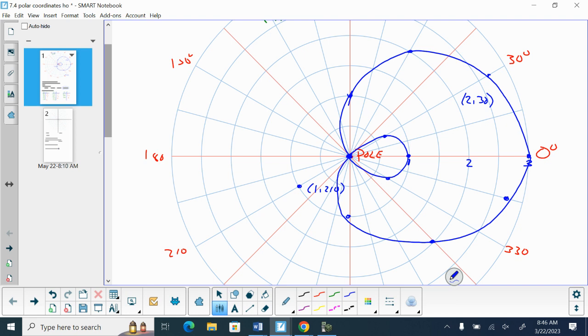And what this graph is called, this is called a lemon. Too bad we didn't do St. Patrick's Day on this one. Okay, a lemon with a loop. So you have a little loopy in there. We also can have lemons without a loop. We have cardioids, we have 3-leaf roses, we have 4-leaf roses. Once again, these are a lot easier to graph in a polar coordinate system than in a Cartesian coordinate system.